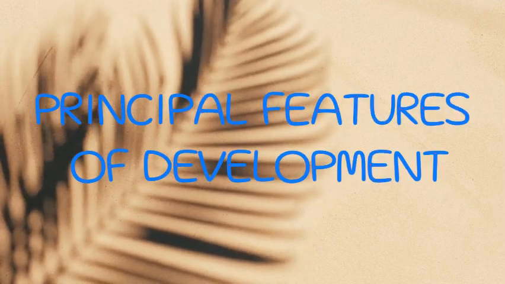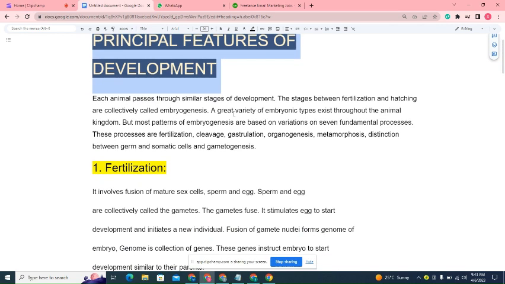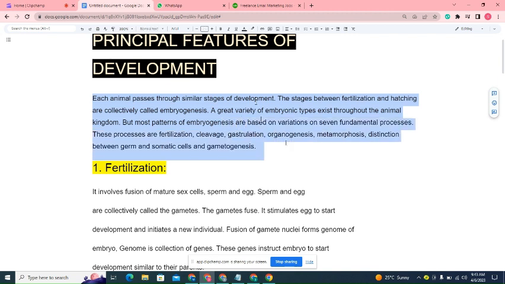Hello, students. Today we are going to discuss the principal features of development. Let's see first the introduction. Each animal passes through similar stages of development. The stages between fertilization and hatching are collectively called embryogenesis. A great variety of embryonic types exist throughout the animal kingdom. But most patterns of embryogenesis are based on variations on 7 fundamental processes. These processes are fertilization, cleavage, gastrulation, organogenesis, metamorphosis, distinction between germ and somatic cells, and gametogenesis.